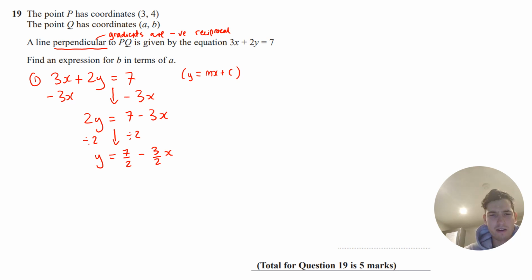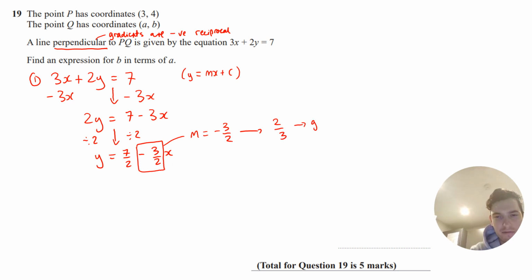Okay, so what is the gradient of this line? The gradient of this line is minus 3 over 2, because that's the coefficient of x. So the negative reciprocal of this is 2 over 3. So I think that this is the gradient of PQ. That's the gradient of PQ.